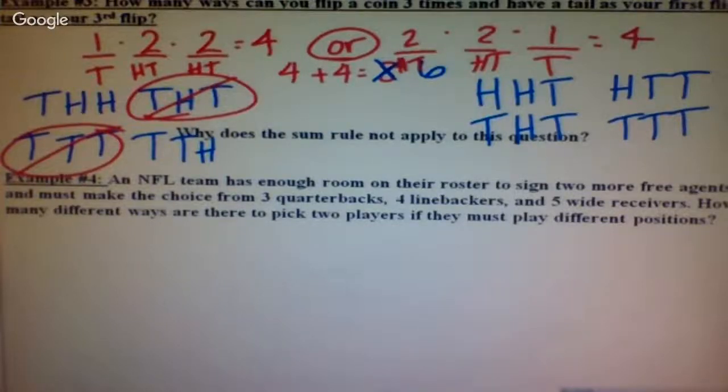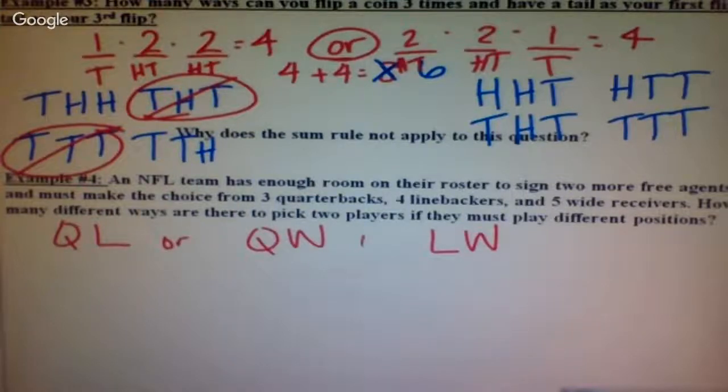How many different ways are there to pick 2 players if they must play different positions? So we're picking 2 players, they have to be different positions. What can I pick? Quarterback, linebacker, wide receiver. Quarterback, linebacker. Quarterback, wide receiver. Linebacker, wide receiver. Wide receiver.